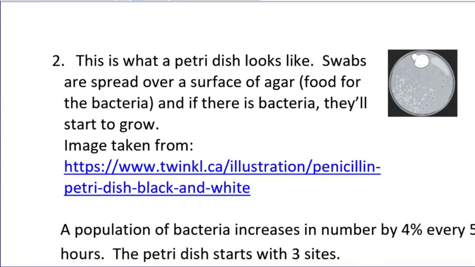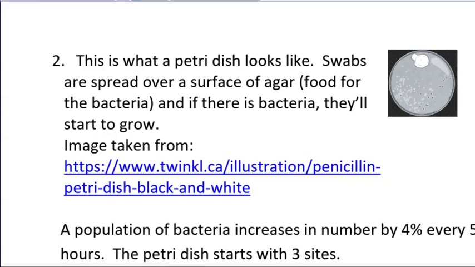Now, petri dishes have what's called agar, so it's a solution in here, which I believe, I'm not a biologist, but I believe it is a derivative of algae from the ocean. But you can look that up. I'm not a biologist.